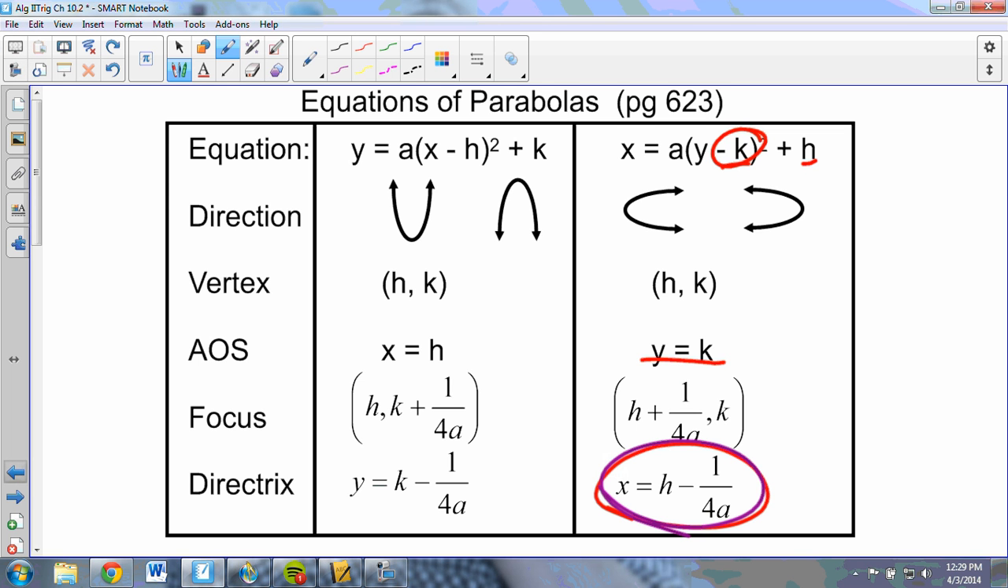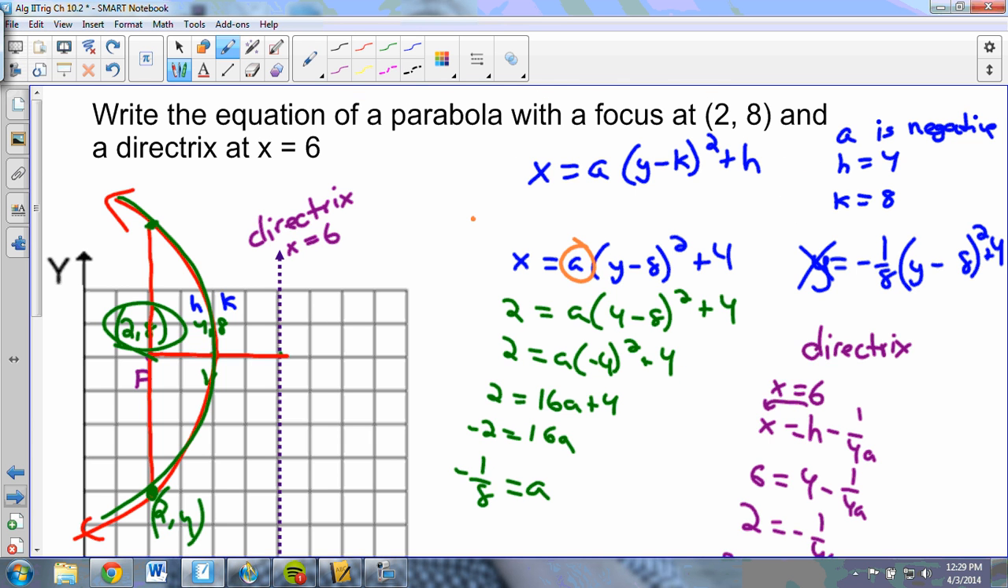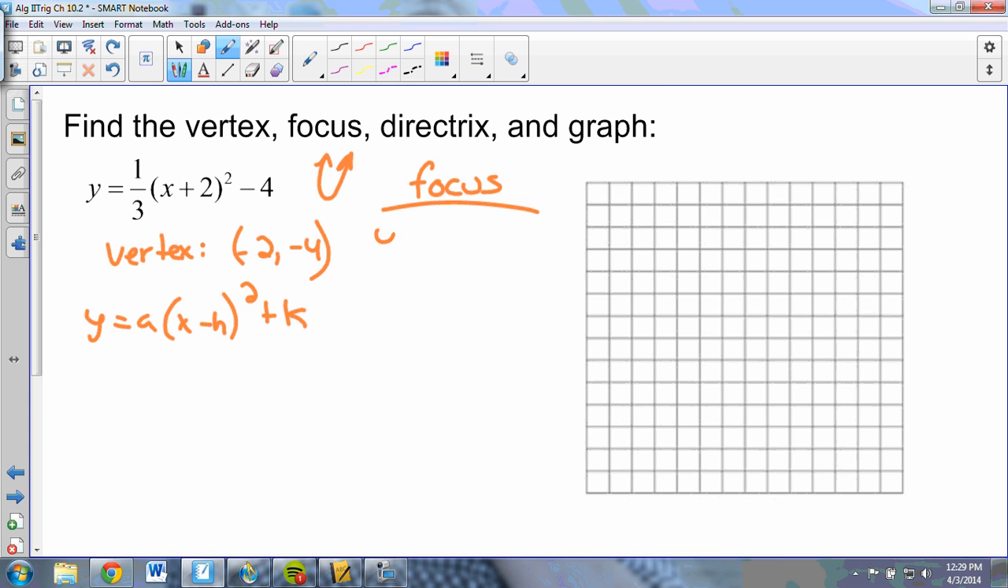So we are doing this one here. y equals k minus 1 over 4a. That's the directrix, not the focus. My bad. We'll do the directrix since I wrote k minus 1 over 4a.